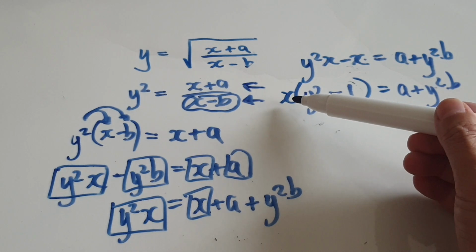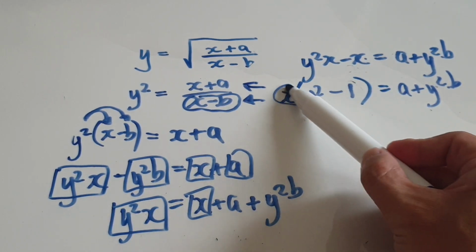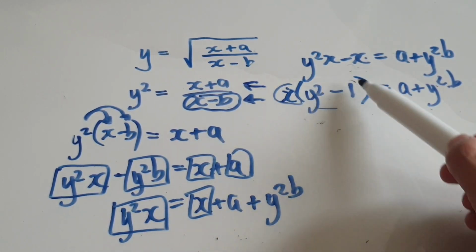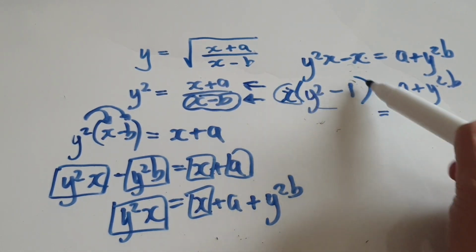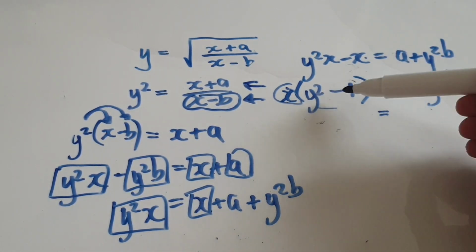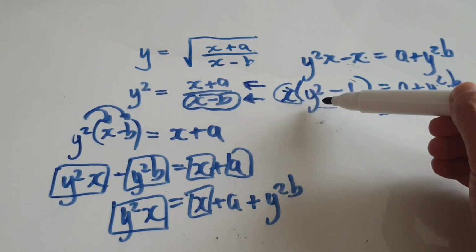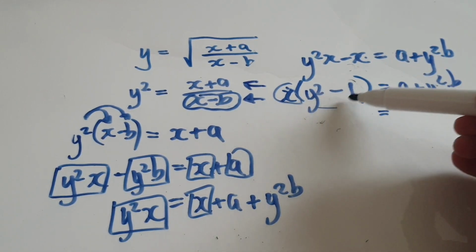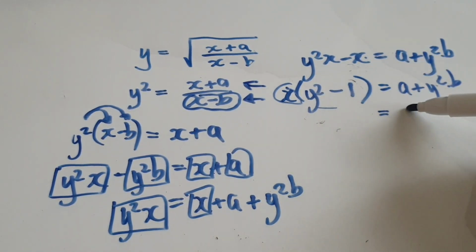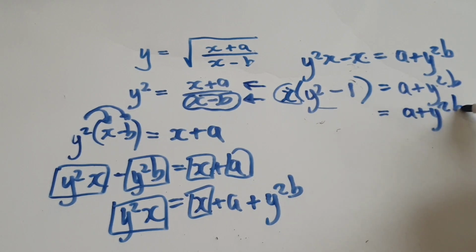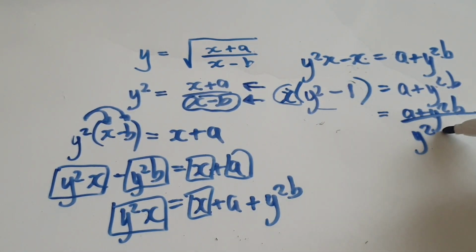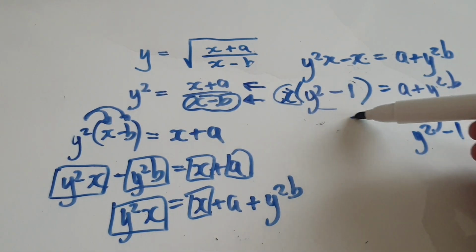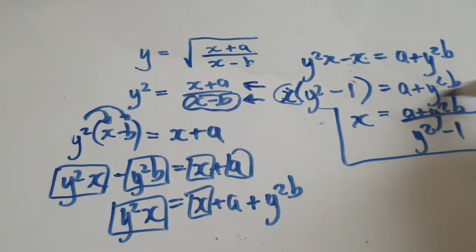Now you want to get x on its own. So now you've got one bubble times this bubble here. To get x on its own, divide both sides by the right hand bubble here. So in your mind, divide by y squared minus 1. Take this whole thing down and then divide by this bubble here, y squared minus 1, equals x. So this here is your final answer. Okay?